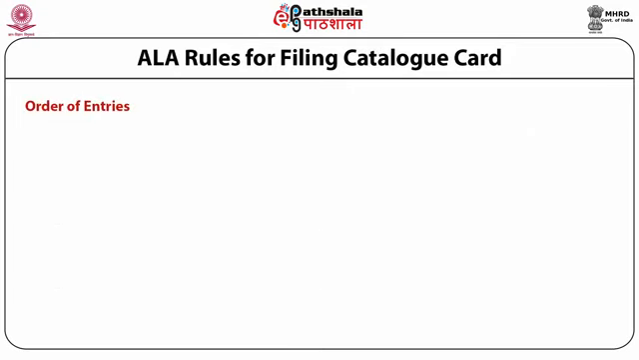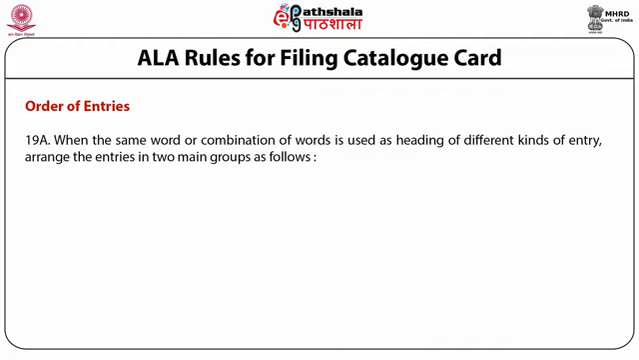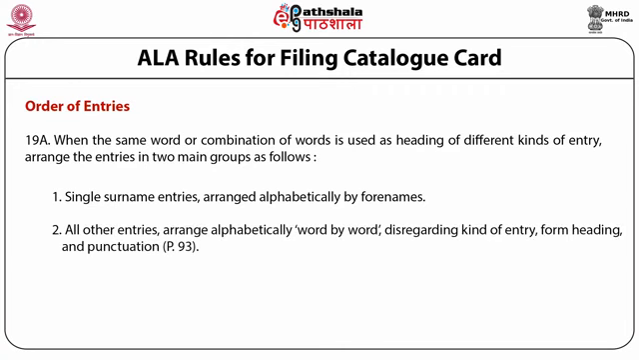Order of entries. Rule number 19A. When the same word or combination of words is used as heading of different kinds of entry, arrange the entries in two main groups as follows. First, single surname entries arranged alphabetically by forenames. Second, all other entries arranged alphabetically word by word, disregarding kind of entry, form of heading, and punctuation. This rule is given on page 93.